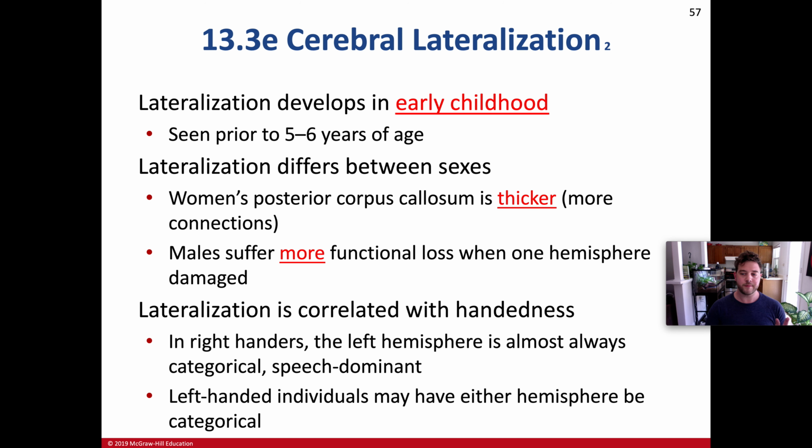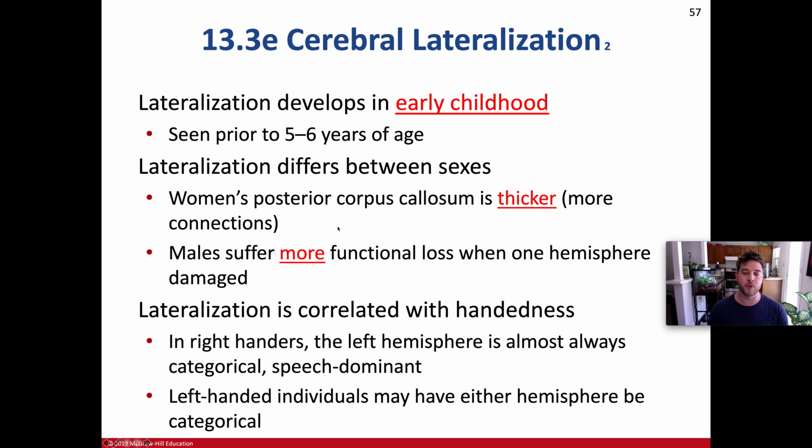So lateralization develops in early childhood. You see it prior to 5 to 6 years. If a child has to have some damage to a hemisphere, if they have to have a hemispherectomy where one side is removed, the brain can regenerate itself, and the brain can even start to take over certain portions of that function. The lateralization differs between the sexes.